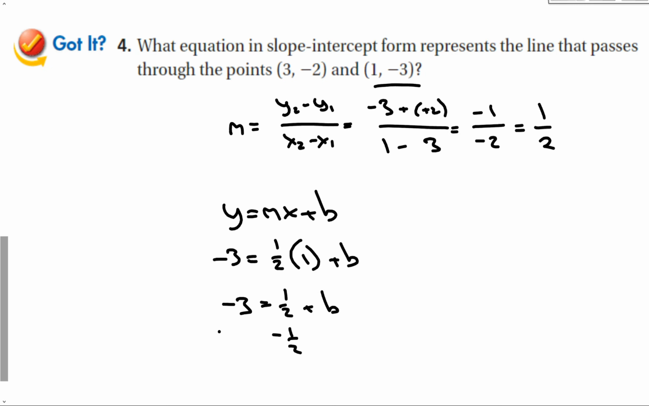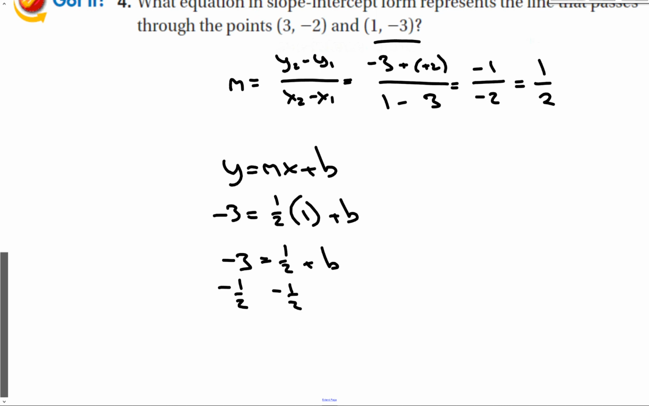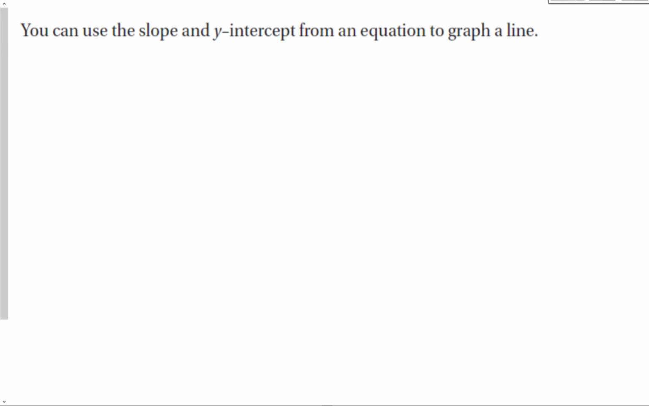Subtract 1/2 from both sides, and we get that b is equal to -7 over 2, or -3.5. Okay. My equation then is y is equal to 1/2 x minus 7 over 2. It's okay to get fractions. Maybe it makes the problem a little harder, but not too bad.